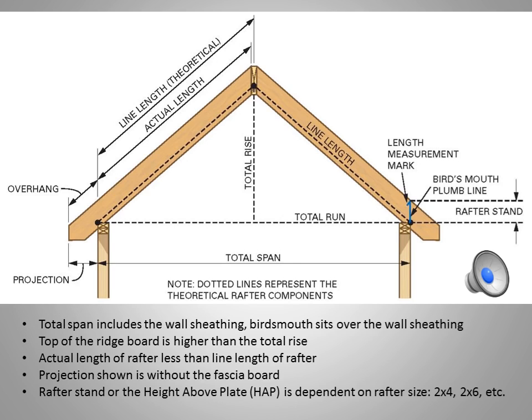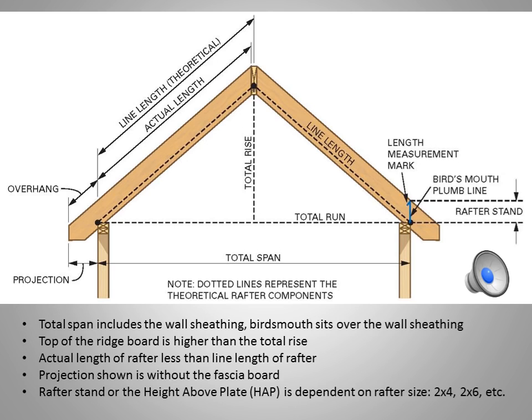Now note that if on a set of plans you're given that the roof has a 16-inch projection, that includes the rough fascia, which is usually 1.5 inches thick. So you have to be careful then when you're cutting your rafter that you cut your rafter so the tail of the rafter has a 14.5-inch projection as opposed to a 16-inch projection. That way, once the fascias are nailed on, then we're going to have what we've been asked to build.